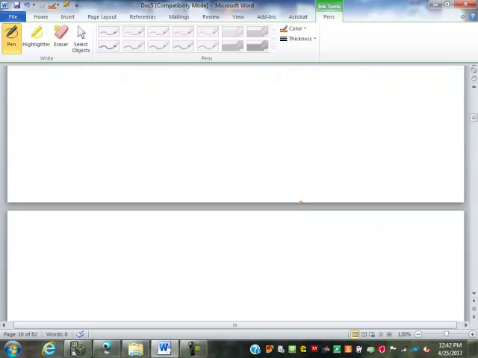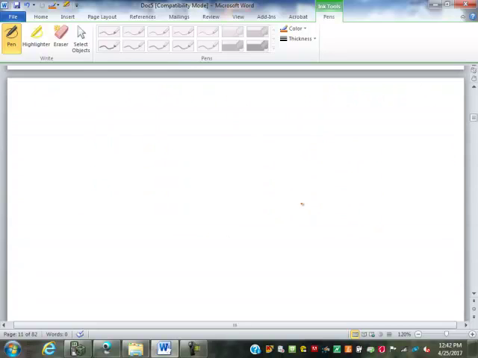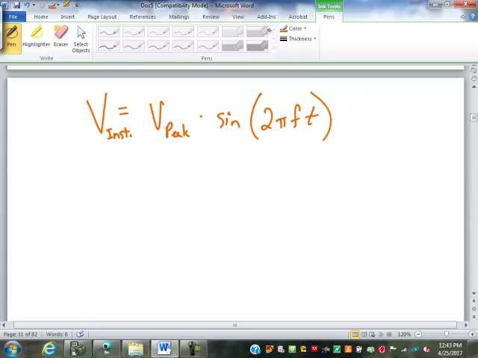Okay. Now 28 and 29, looking at ones like this. We're looking at a function, a trig function basically. Your instantaneous voltage, V INST for instantaneous, is equal to your peak voltage times the sine of 2 pi ft, where f is your frequency.